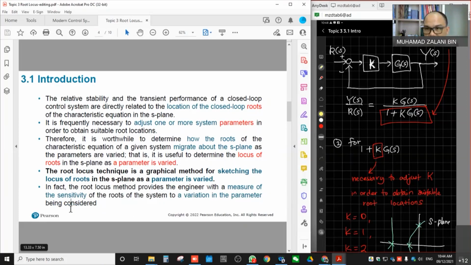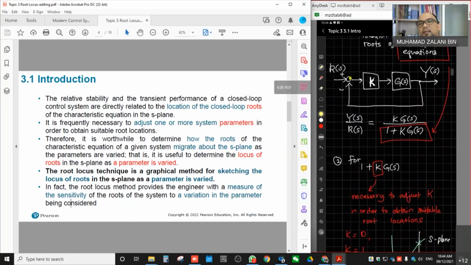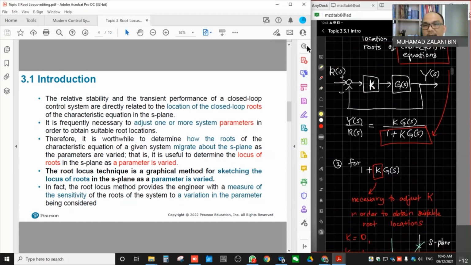All right, so let's go back to this particular classical drawing. Most textbooks use this sort of representation to discuss root locus. So basically, we have our system with input R(s) and output Y(s), and here we have a closed loop feedback control system with unity feedback.